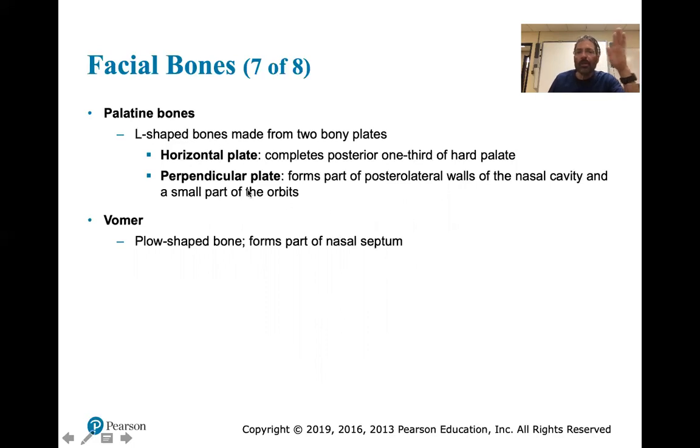Right? The perpendicular plate forms part of the posterior lateral walls of the nasal cavity and small parts of the orbit. So just realize that a small part of the orbit is back here. It's going to make a small portion of that. The vomer is a plow-shaped bone, forms part of the nasal septum.